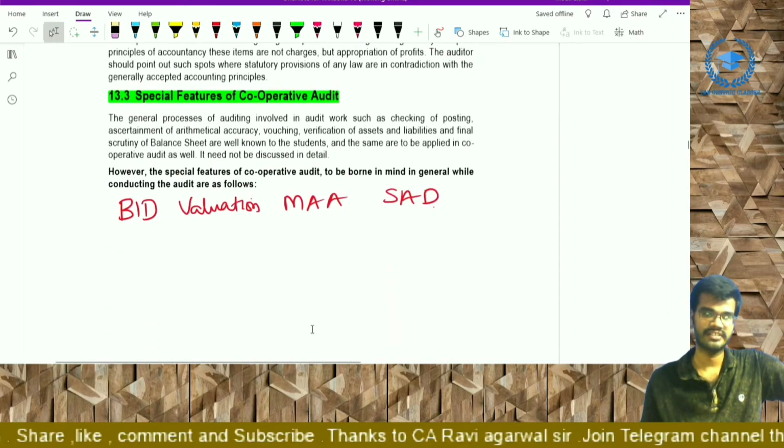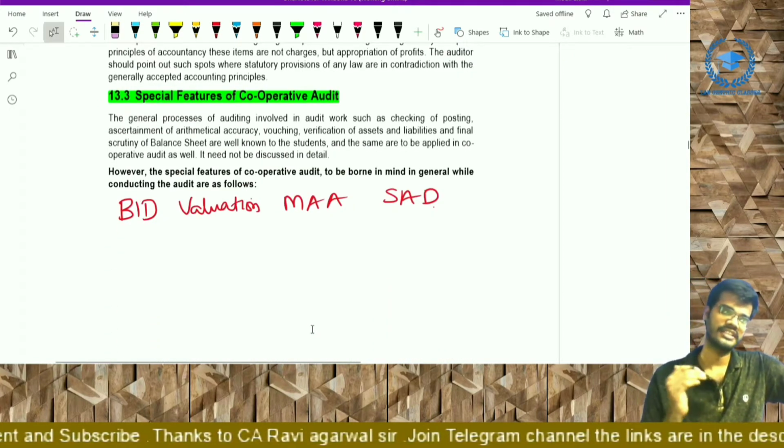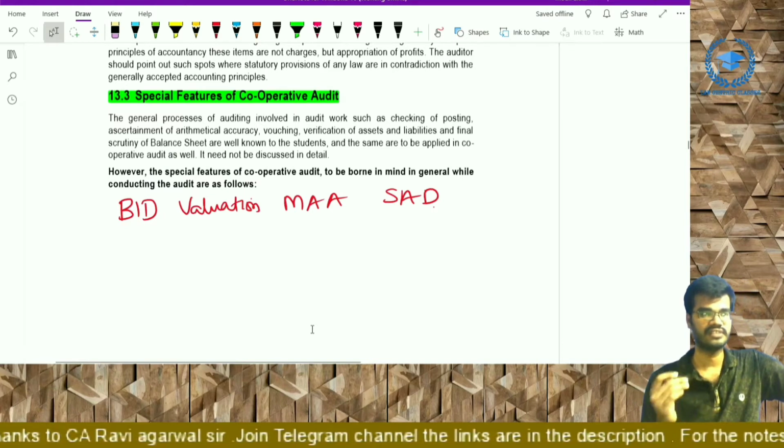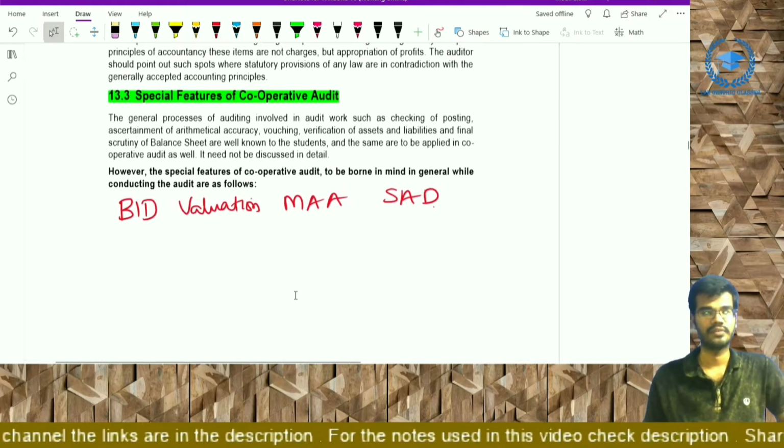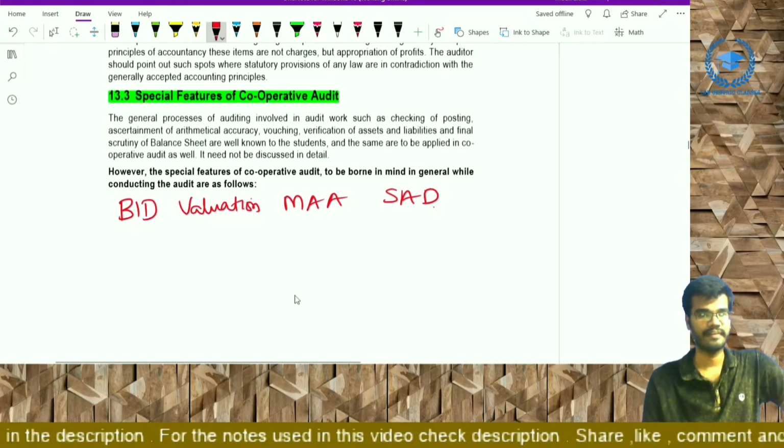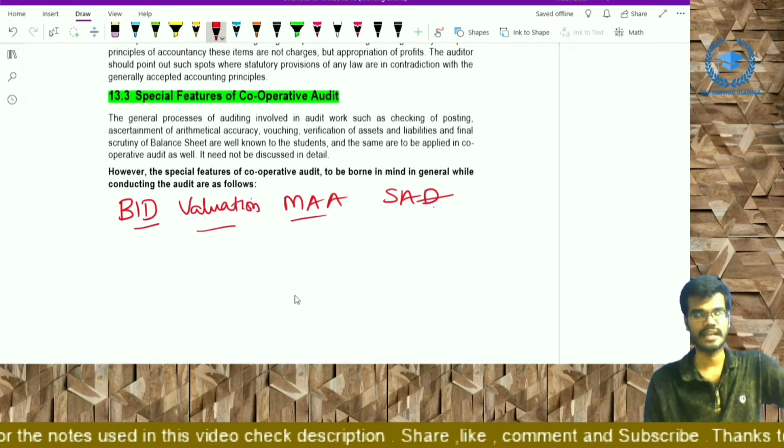And coming to our next, the features of cooperative society have been completed. And coming to our next one, special features of cooperative audit, right? What are the special features of cooperative audit? We will have a memory technique here: BID VALUATION MASS ADD.